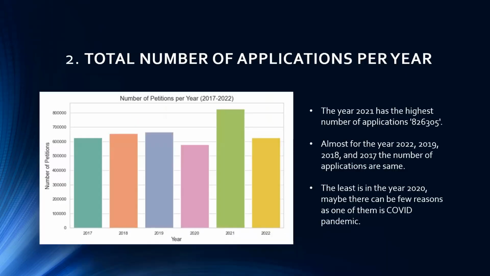Here, the total number of applications per year is presented on this graph. As we can see year-wise, how the number of petitions is increasing or decreasing. We can see it's almost the same, but it increased in 2021. Then it came down almost 20,000 less for 2022.